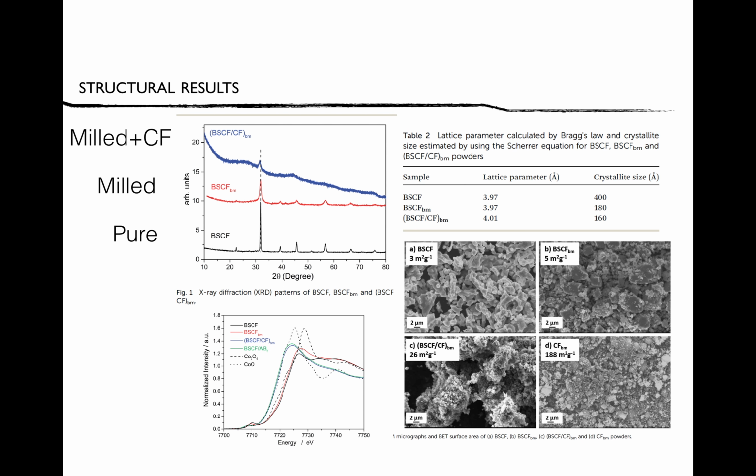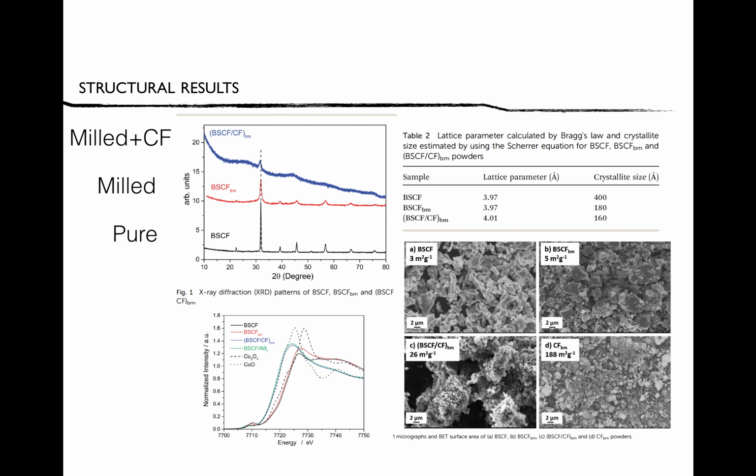In table 2, when the lattice parameters are calculated from this data, it's seen that the lattice structure has been altered as well. So this brings us to the point that the addition of carbon must have done something to one of the metals, potentially cobalt. They think that the oxidation state of cobalt has changed, and it has led to this change in the pattern that we see.